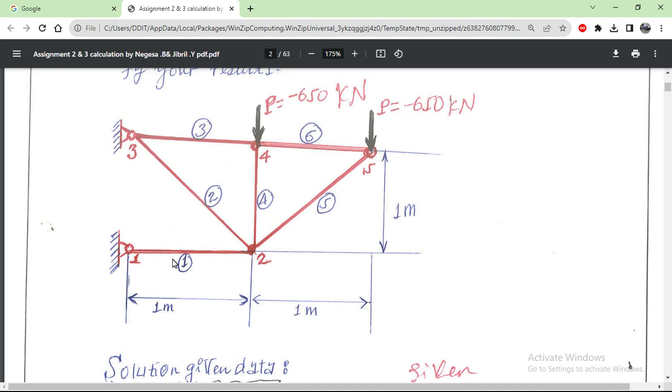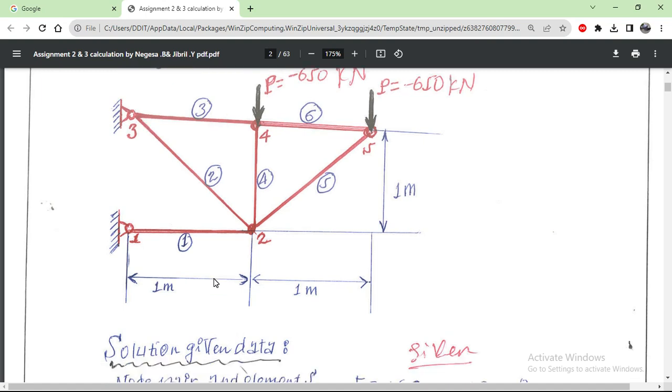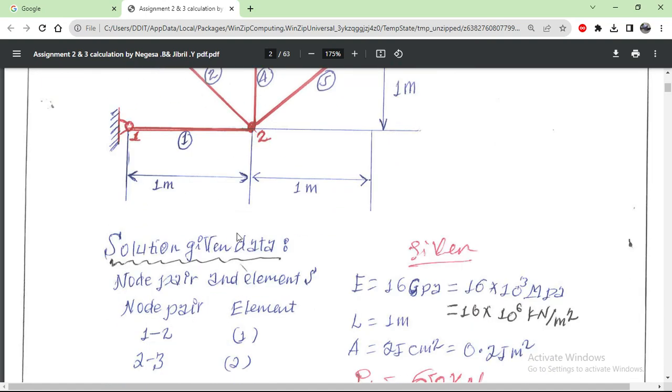For calculating these trusses, we should divide them into elements, number 1, 2, 3, 6, 4 and 5. As the assignment desires, you can divide the truss into elements for calculation. Then the solution is like this. Solution, given data analysis. The given data should be taken out at the nodes, node pairs and elements.